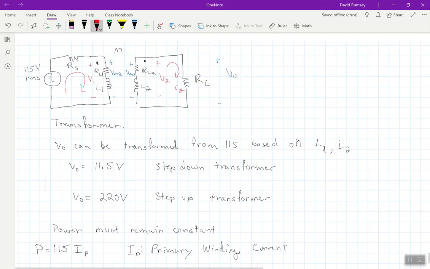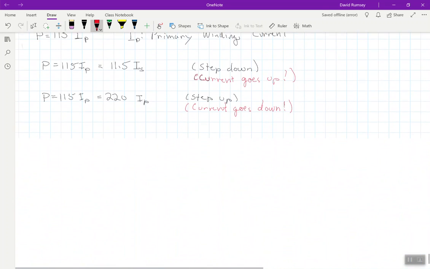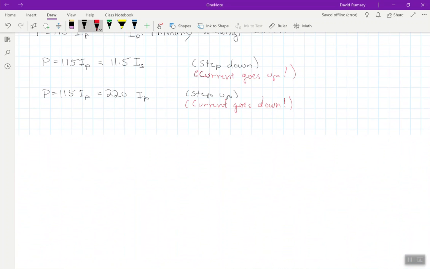Now, to analyze a circuit like this, we can use phasor analysis and everything else like that. Or what we can do here is make an ideal transformer. And now the analysis for ideal transformers, which is what we're going to study, is really easy. These are easy to deal with.